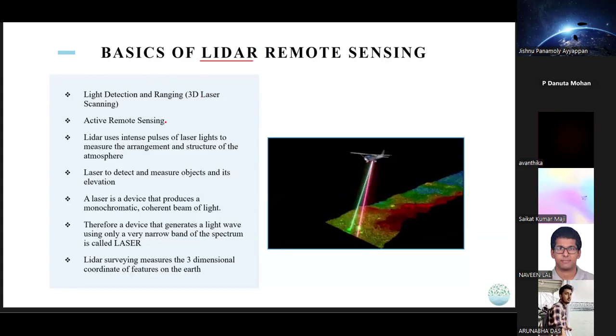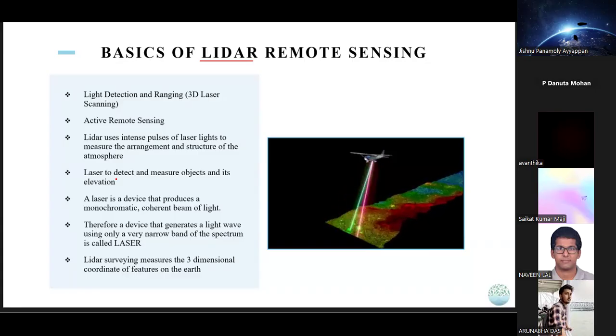Why is it an active remote sensing? Because it uses a laser beam, which is an artificial source of energy to illuminate the target. LiDAR uses intense pulses of laser light to measure the arrangement and structure of the atmosphere or the area or the objects present in the terrain. Laser is used to detect and measure objects and their elevations.